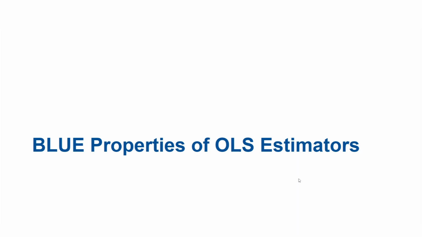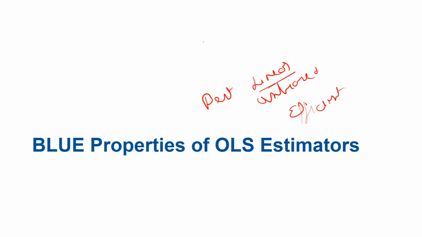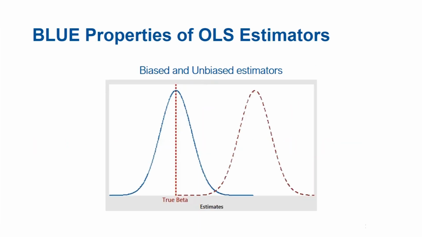In this video, we'll introduce the BLUE properties of OLS estimators. OLS estimators are often considered to be the best linear, unbiased, and efficient estimators. These are called BLUE properties. We already know that OLS estimators are linear in parameters. In addition, there are two very important properties, that is unbiased and efficient.